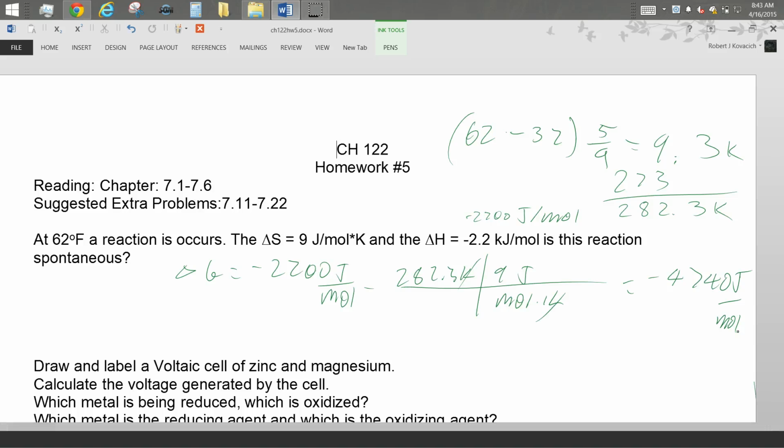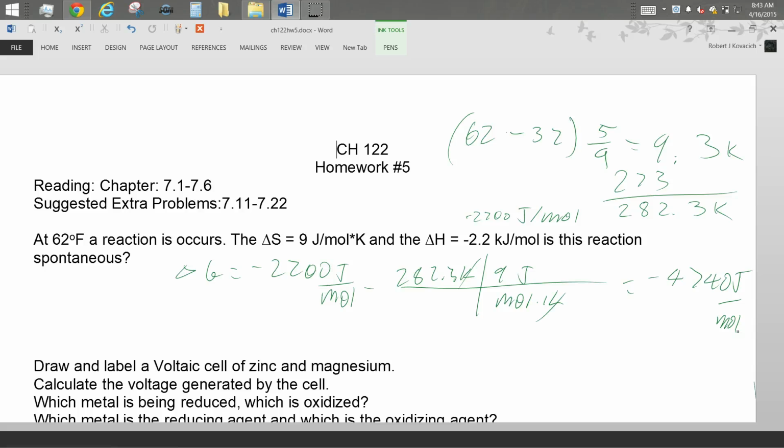Okay. So what's the answer to this? Could you have answered it before doing any of the math? I'm hoping that you would have been able to answer this before doing any of the actual math for it, though. How's that? The change in H is negative.